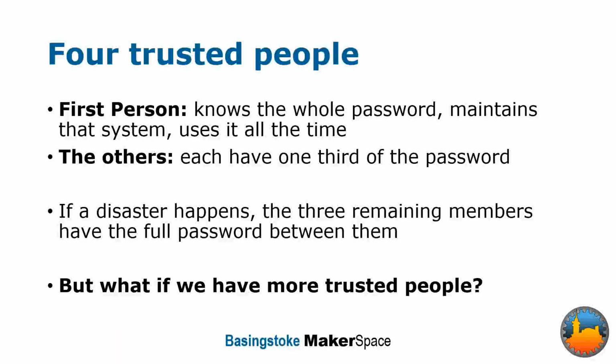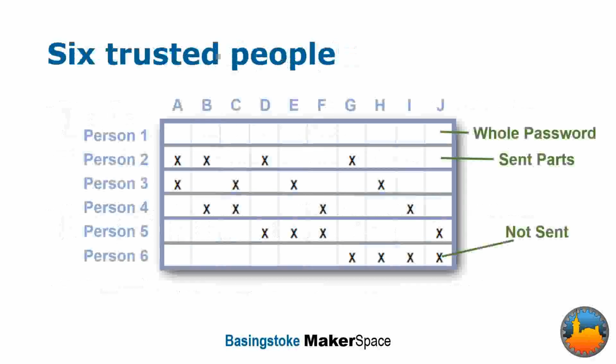But what if we have more than 4 people? Especially if we want any 3 of them to be able to rebuild the password. If, for example, there are 6 trusted people, in that case the first person again has the whole password. The other 5 have parts of it. If the password has 10 parts, then we can arrange that no 2 of them have the whole thing between them, but any group of 3 do.